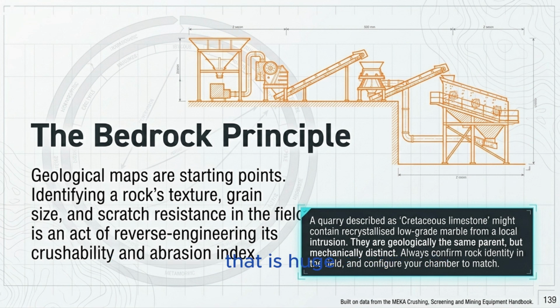That is huge, and it leads to a really provocative thought to leave you with today. If the exact same rock can completely destroy one machine, but be perfectly processed by another simply by changing the angle of impact, well, how much energy and steel are we wasting globally right now just by using the wrong mechanical force on the right geological material? Something to think about.